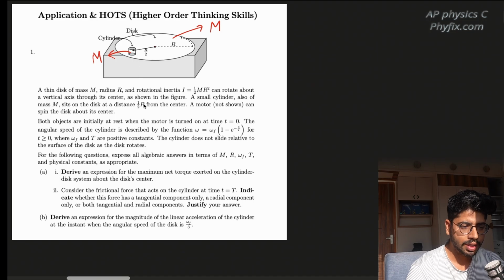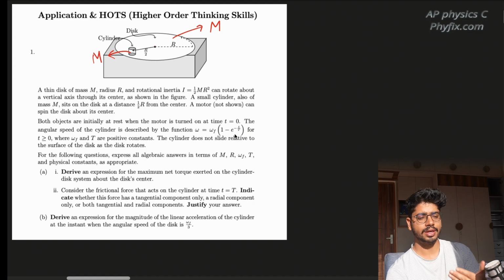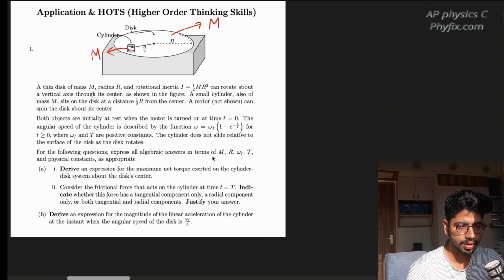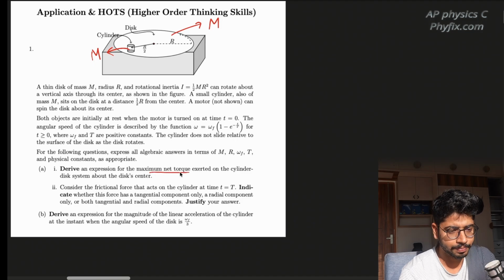Right now there is an angular velocity relationship given over there: omega equals omega f, some kind of constant, times 1 minus e to the power minus t by capital T. So this is the omega that they've given, which varies as the time is changing. Ultimately, using these variables, we have to find the maximum net torque that can be there.